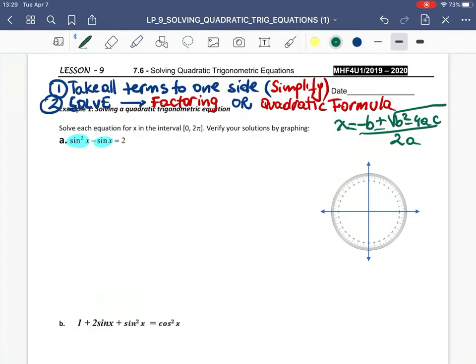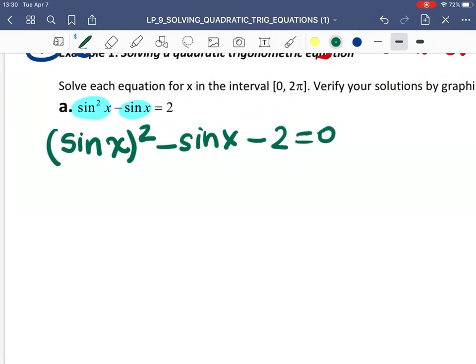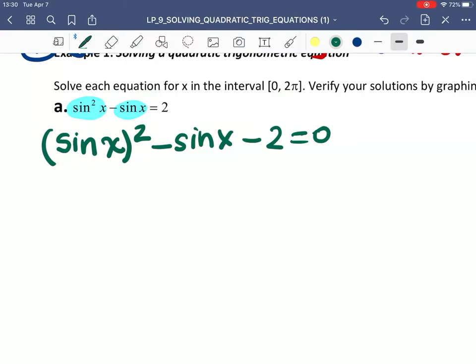I'm going to rewrite this equation slightly differently. Sine squared x can also be written as sine x to the power of 2. The reason I want to do this is so that it looks more like a quadratic equation. And then minus sine of x. Then I'm going to bring the 2 to the left side because I want all my terms on one side of the equation and just 0 on the other side. I'm going to attempt factoring first, and if that doesn't work, the quadratic formula is always there for me.